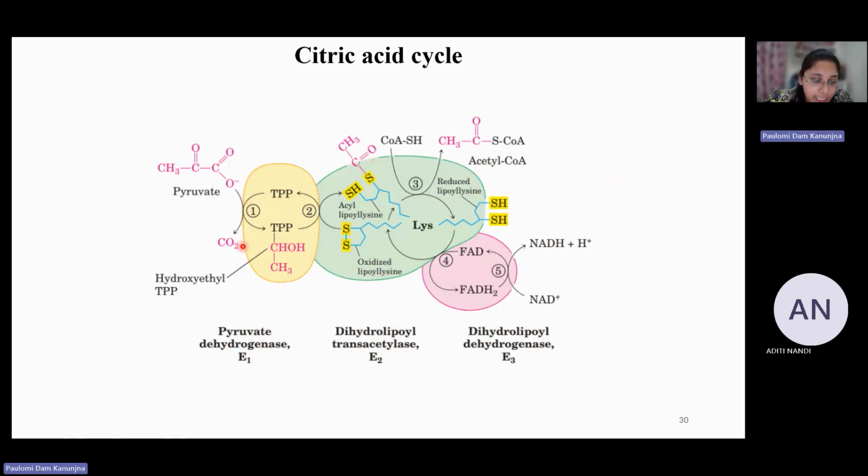Pyruvate dehydrogenase. It dehydrogenates the pyruvate. And what happens here is your TPP is getting ethylated. Okay. And this is then connected to the second enzyme, which has acyl lipoyllysine, which is basically getting oxidized, which is then again taking part, going to lysine. And while all these steps are taking place, there is formation of acetyl coenzyme A. Simultaneously, your NADH is also being synthesized. So the end product of this first step from pyruvate to acetyl coenzyme A is also generation of NADH.